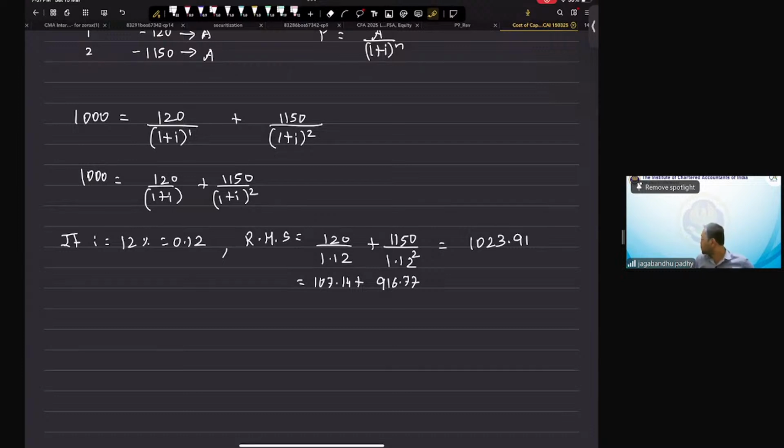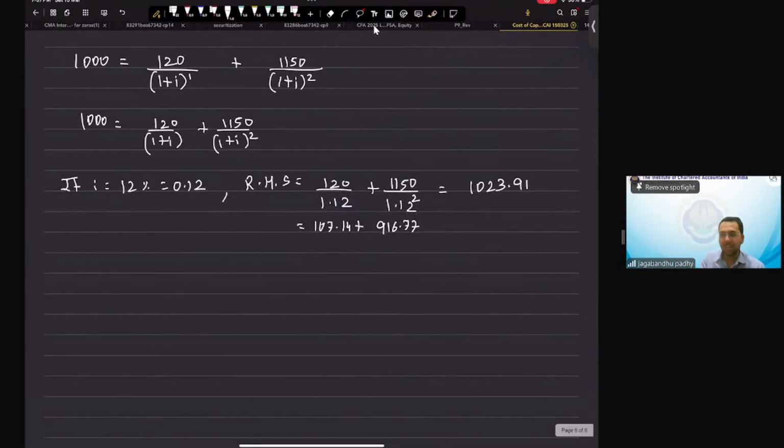Is it more than 12% or less than 12%? Of course, it is more than 12%, because when you discount at a higher rate, these numbers are going to be lower, since these are denominators. So instead of 1.12, if you write a higher number, this is going to be lower and may become closer to 1000. So let's take a 5% hike.